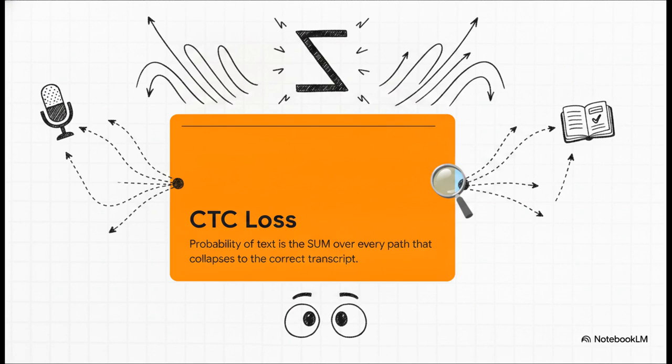The probability of the text is defined as the sum over every single frame path that collapses to the correct transcript. Let me explain that. Think of the loss function as this omniscient observer. Instead of forcing the model to take one specific rigid path, like dictating, "Hey, the letter C must happen exactly on frames 1 and 2," CTC just looks at all valid routes to the destination. It considers every single plausible alignment at once and just sums them all up.